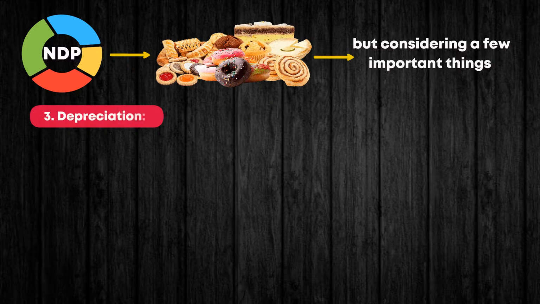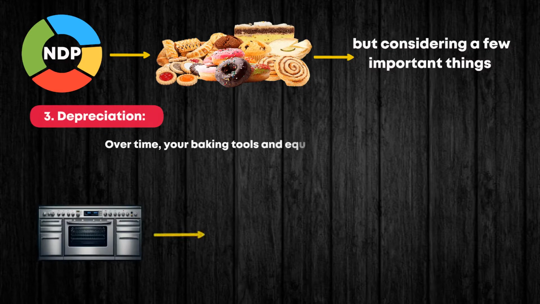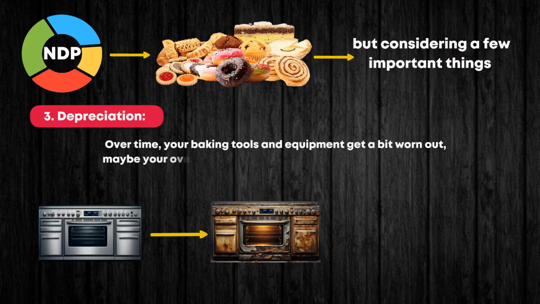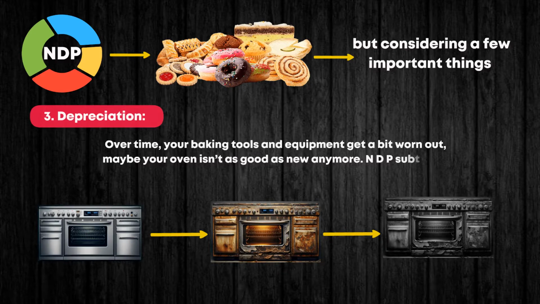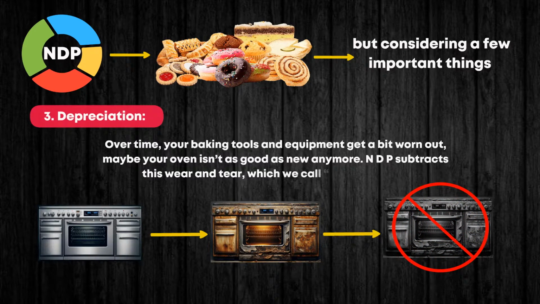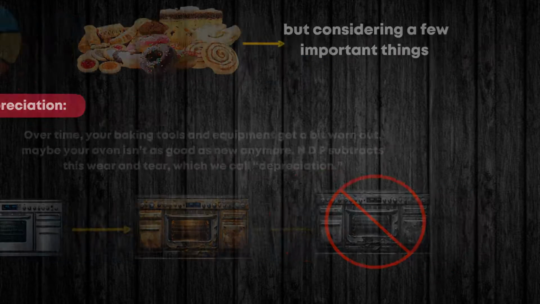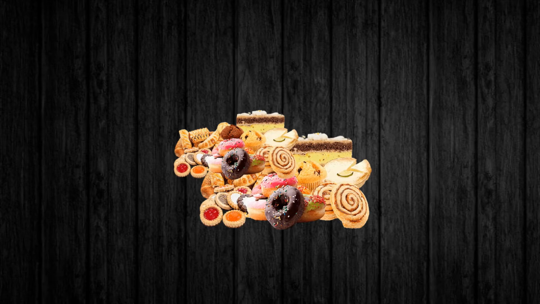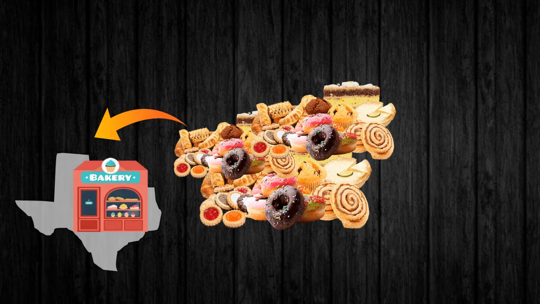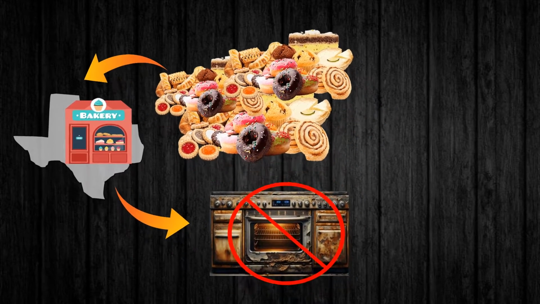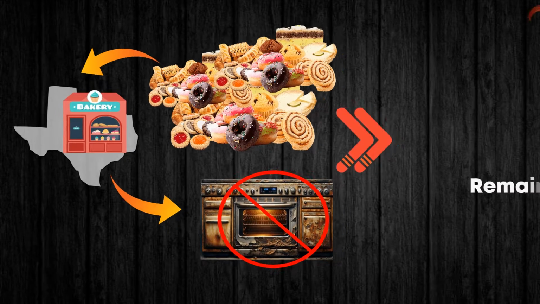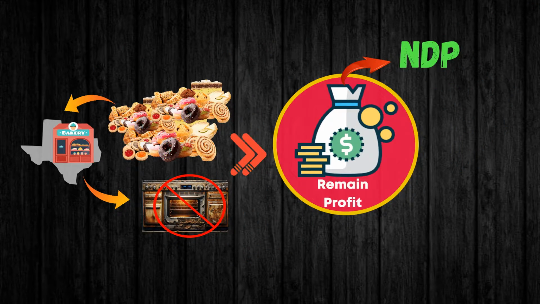Third, depreciation. Now, here's a trickier part. Over time, your baking tools and equipment get a bit worn out. Maybe your oven isn't as good as new anymore. NDP subtracts this wear and tear, which we call depreciation. So, you're not just counting what you made. You're also thinking about the condition of your baking tools. Now, if you add up all the cakes, pastries, and other treats you made, consider only the ones made in your bakery's town and subtract the wear and tear on your baking equipment. What you're left with is your net domestic product.